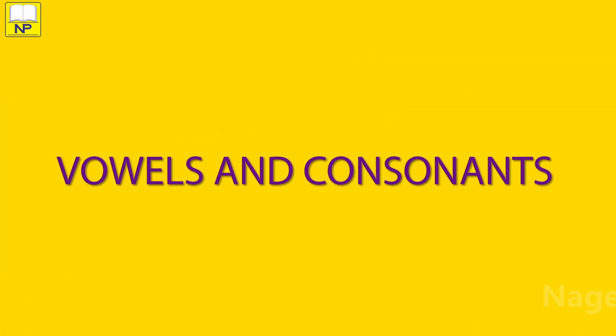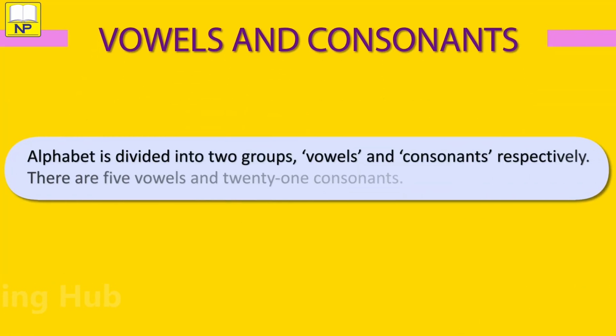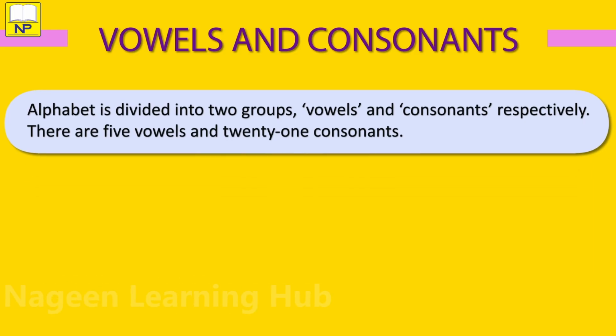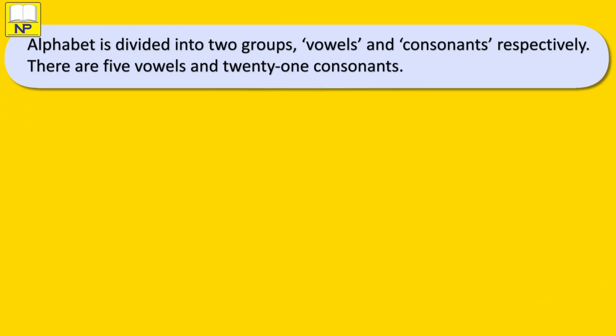Vowels and consonants. The alphabet is divided into two groups, vowels and consonants respectively. There are 5 vowels and 21 consonants.